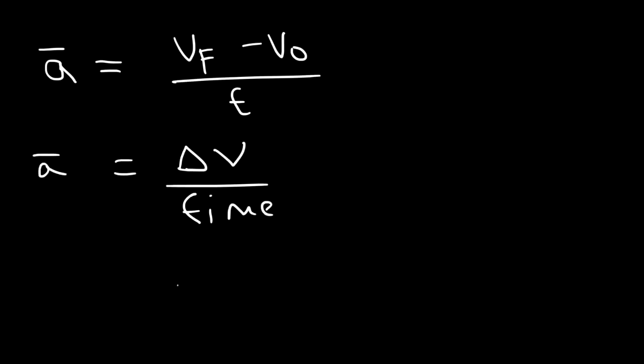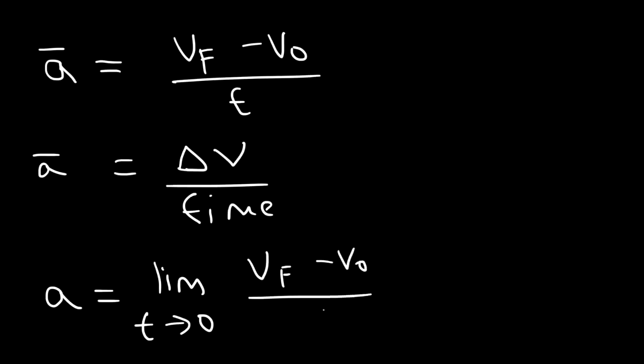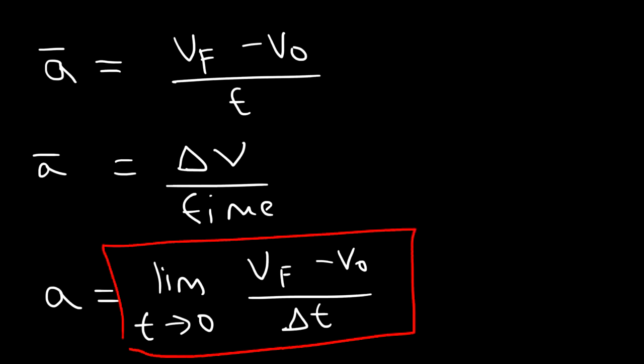If you want to find the instantaneous acceleration, as t approaches 0, when t becomes very small, that is the change in time, this expression will give you the instantaneous acceleration. But if it's over a significant time interval, then that equation will give you the average acceleration. So just as speed tells you how fast the distance is changing, acceleration tells you how fast the velocity is changing.